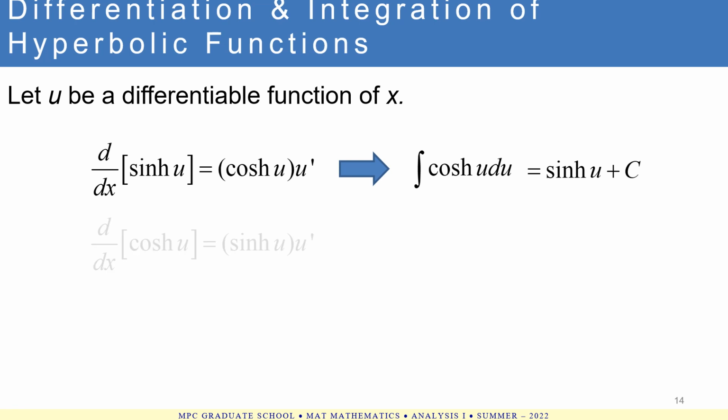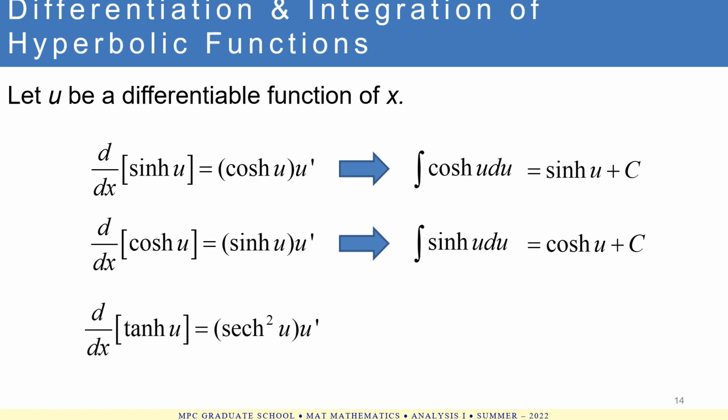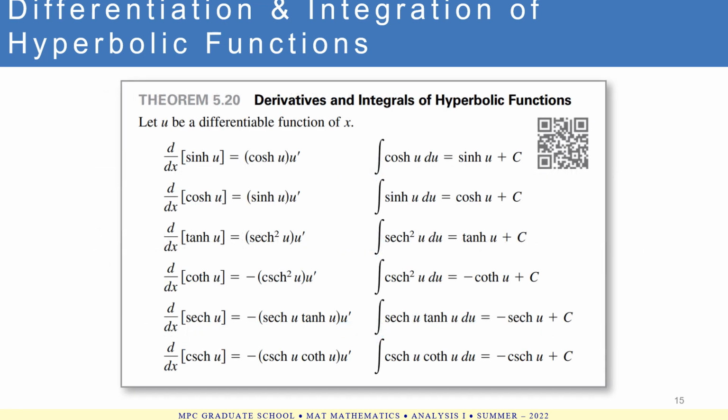Next one is the derivative of hyperbolic cosine u, and that is hyperbolic sine u times u prime. Integrating this hyperbolic sine u with respect to u, we are going to get hyperbolic cosine u plus that constant of integration c. Another is the derivative of hyperbolic tangent u, which is hyperbolic secant squared u times u prime. So if we integrate this, it will give us hyperbolic tangent u plus c. So these are the derivatives and integrals of hyperbolic functions.